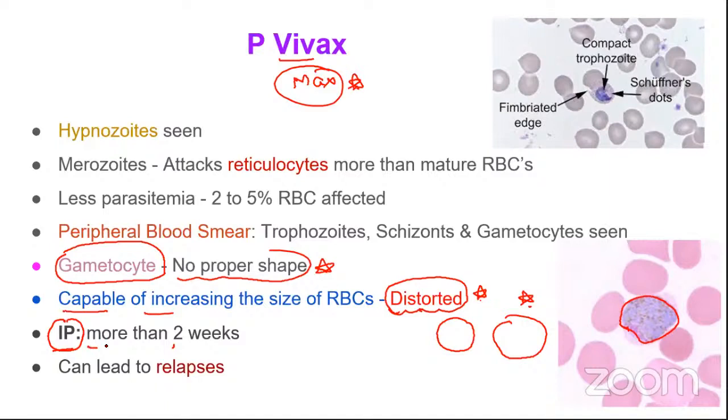And how much will it be? It will be more than 2 weeks. And very important, it will lead to what? Relapse. And there is no recrudescence. So it will lead to relapse, and there won't be any recrudescence, right? So these are the general points related to Plasmodium vivax.